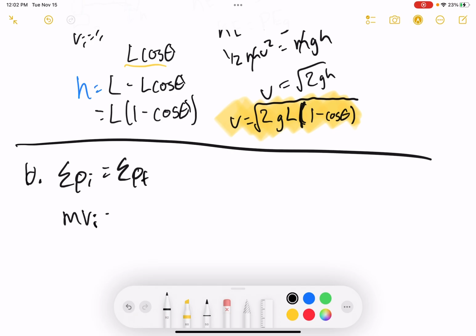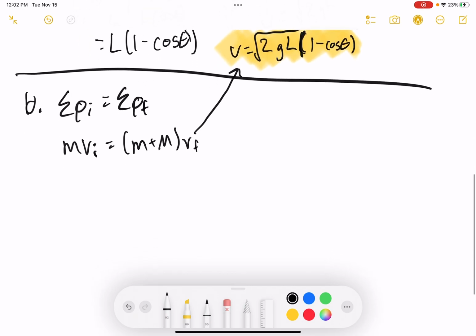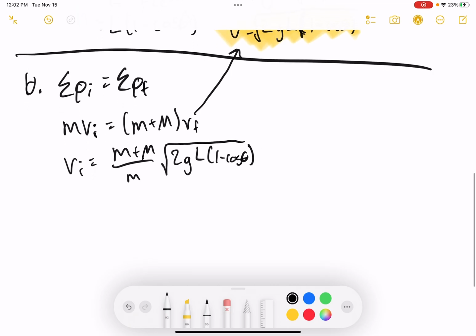This v i here is what I'm looking for. And then here I'm going to have m plus capital M, since they're sticking together, times v f. This v f here is the v f from part A, which we already solved for. So I'll have v i equals m plus M over lowercase m, times the square root of 2gL times 1 minus cosine theta. And that gives me the initial velocity before the collision.